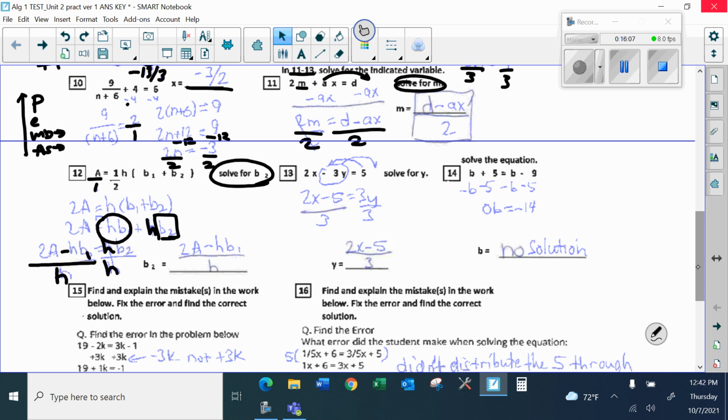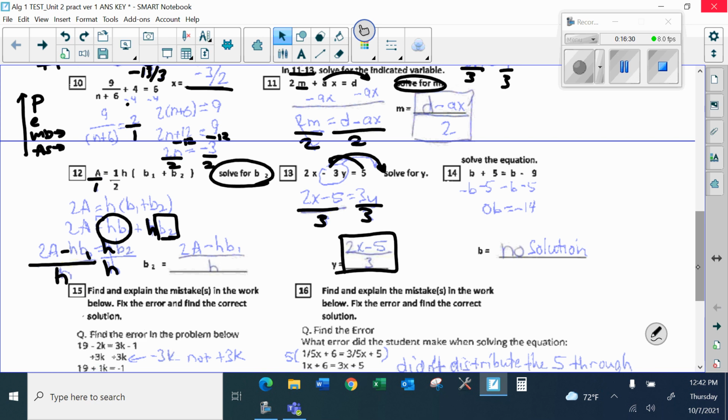Number 13, we're solving for y. Again, I look at the coefficient, it's negative. So I'm moving the y term to the right to make it a positive, which means the constant is going to the left. So I get 2x minus 5 equals 3y. And then the last step is to divide by 3 on both sides. And there's your answer. And you put it down here in your box.